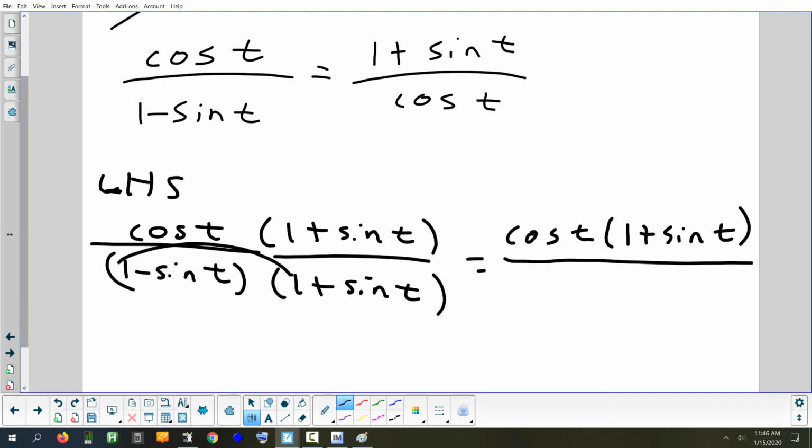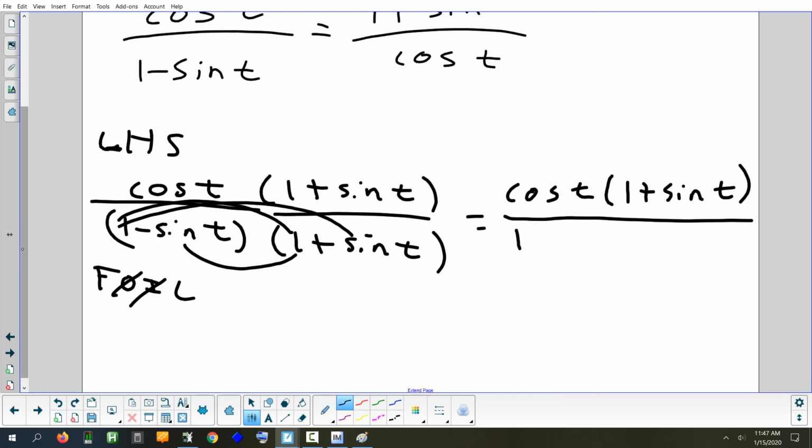1 times 1 gives me 1. 1 times positive sine, sine. 1 times negative sine, that's gone. 1 times positive sine, 1 times negative sine cancels. When you have conjugates, the outer and inner don't matter. So the only part of FOIL that you really have to do is the first and the last. So 1 times 1, negative sine times positive sine, negative sine squared.